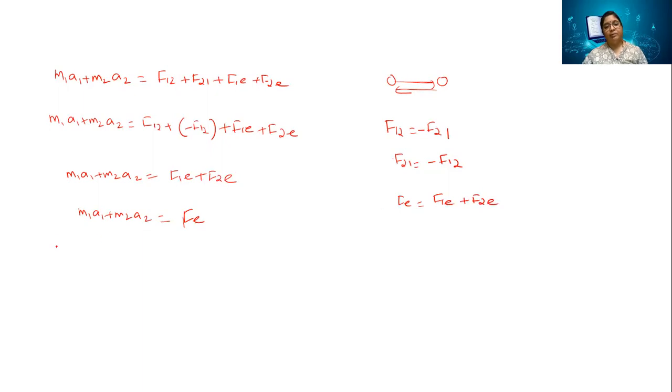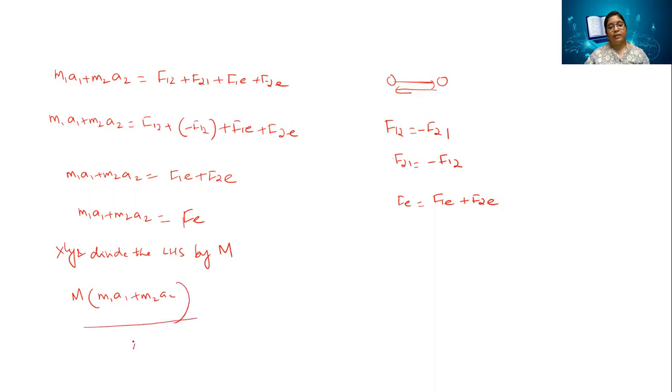Now I will multiply, this is for convenience sake, I will multiply and divide the left hand side by M. Since I'm multiplying and dividing, I am not bothered about the right hand side. So I will say M into M1A1 plus M2A2 divided by M is equal to F of E.